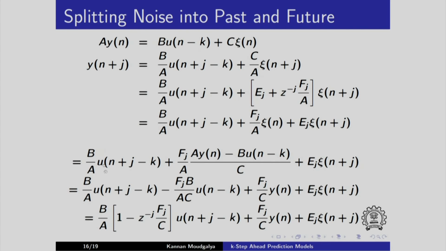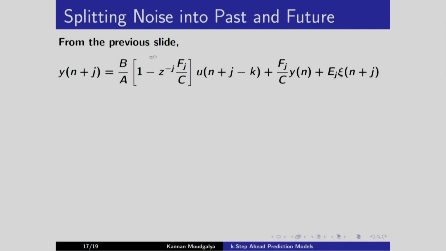So now I group u terms here, b by a into u, and there is a 1 here, this is for the first term. For the second term, if I just multiply, I have b fj by a c, when I have z power minus j, it will cancel this and I will get u of n minus k. There is no change in the last two terms. Let me simplify this now.